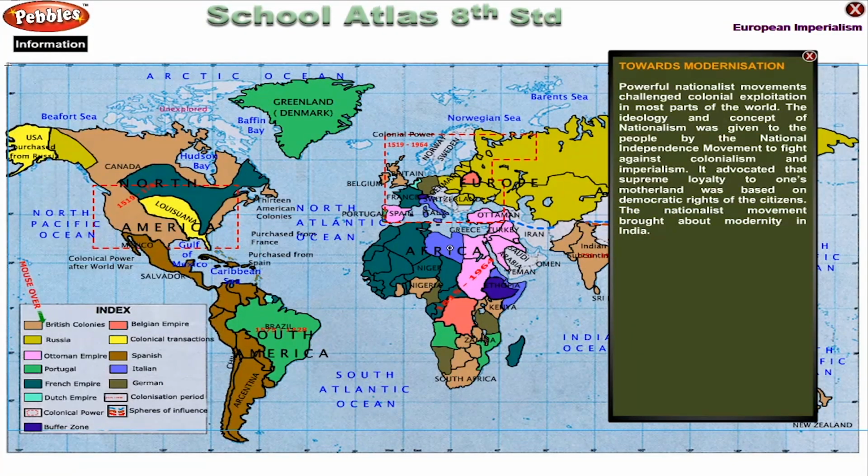Towards modernization. Powerful nationalist movements challenged colonial exploitation in most parts of the world. The ideology and concept of nationalism was given to the people by the national independence movement to fight against colonialism and imperialism. It advocated that supreme loyalty to one's motherland was based on democratic rights of the citizens. The nationalist movement brought about modernity in India.